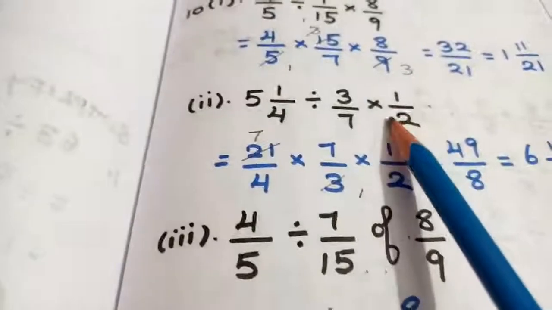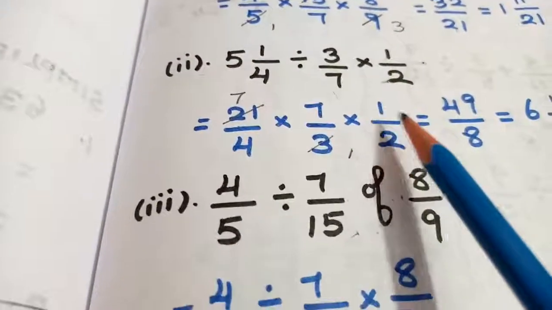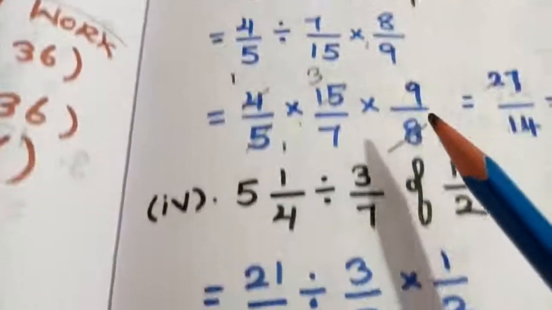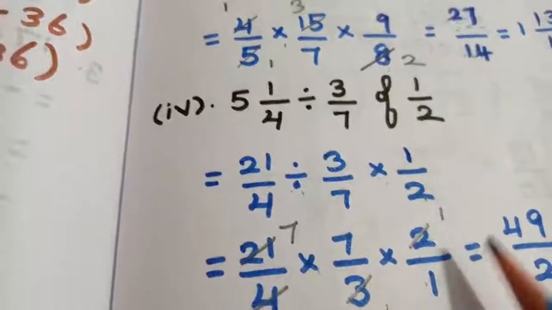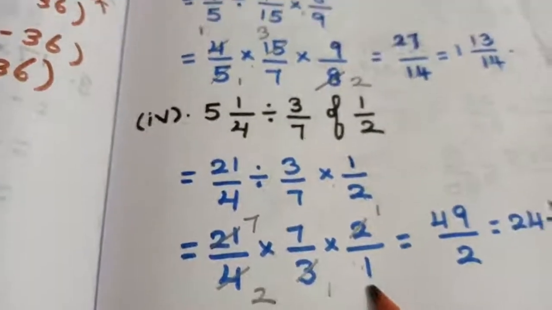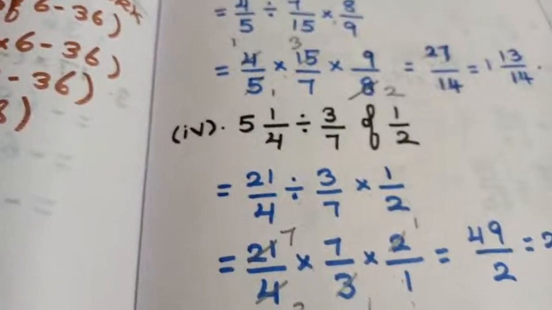Already if you are having a multiplication sign directly, it will not be converted. But while you are converting this off into multiplication, then you are changing this part into reciprocal. So in this place, be careful while you are doing the sum.